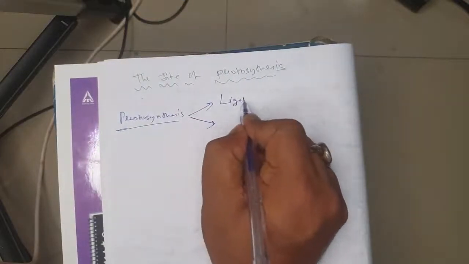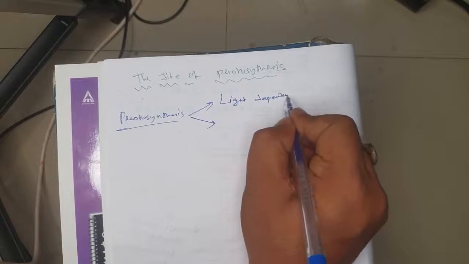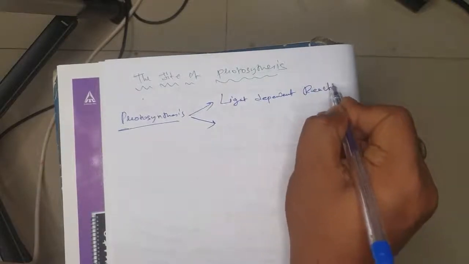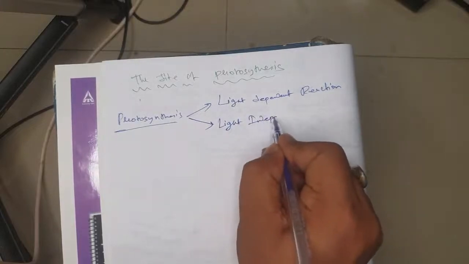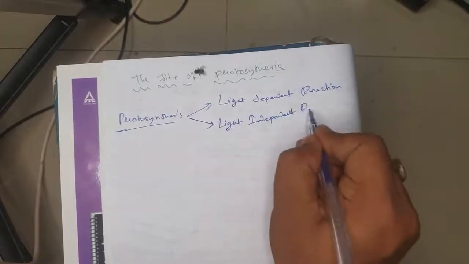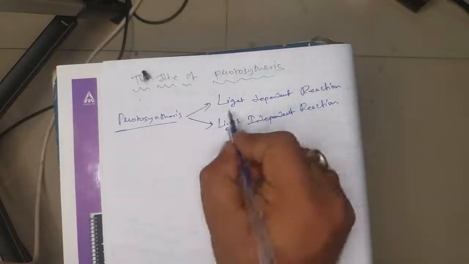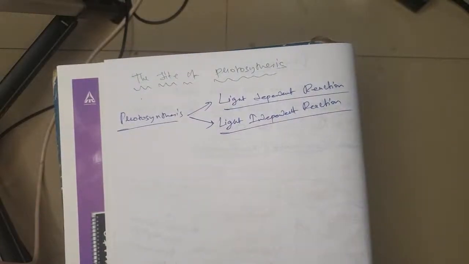Okay, so we are talking about the site of photosynthesis. You all know it. Photosynthesis has two reactions. In class 10, you must have learned that photosynthesis comprises two types of reactions. One is known as the light dependent reaction, and the other is known as the light independent reaction.